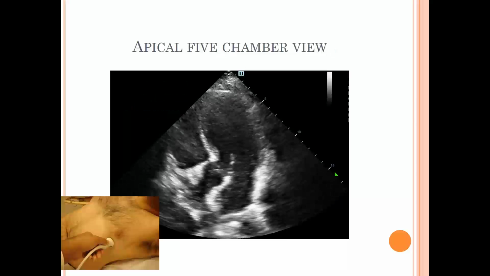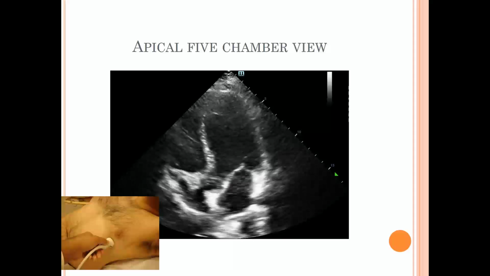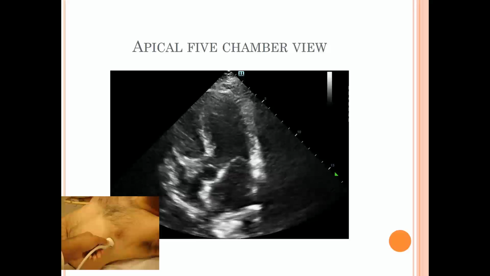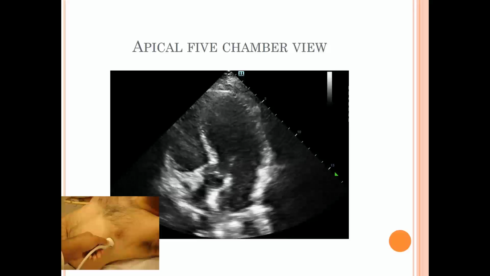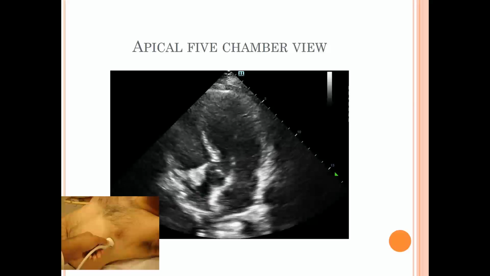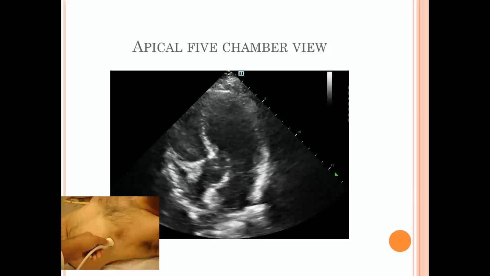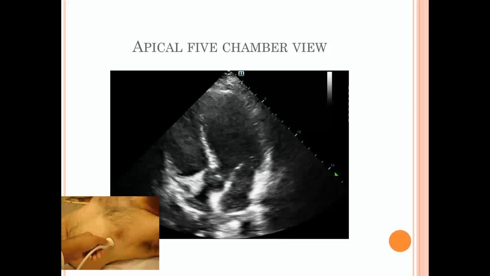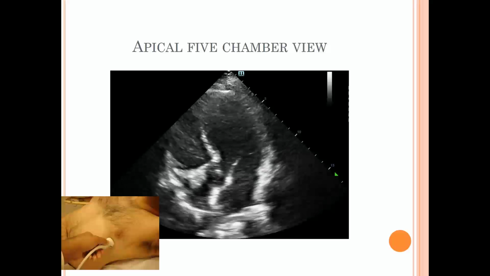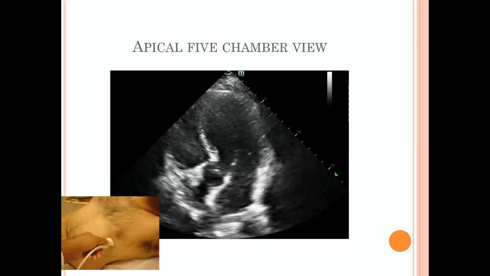This is the apical 5-chamber view. It is the same thing as the previous one, but with the addition of the aorta in the view. This is the 5th chamber. When we tilt our hand anteriorly, we get the aorta, and from this we can measure, especially by Doppler, whether pulsed wave or continuous, if there are gradients, plus the other parameters we mentioned before.